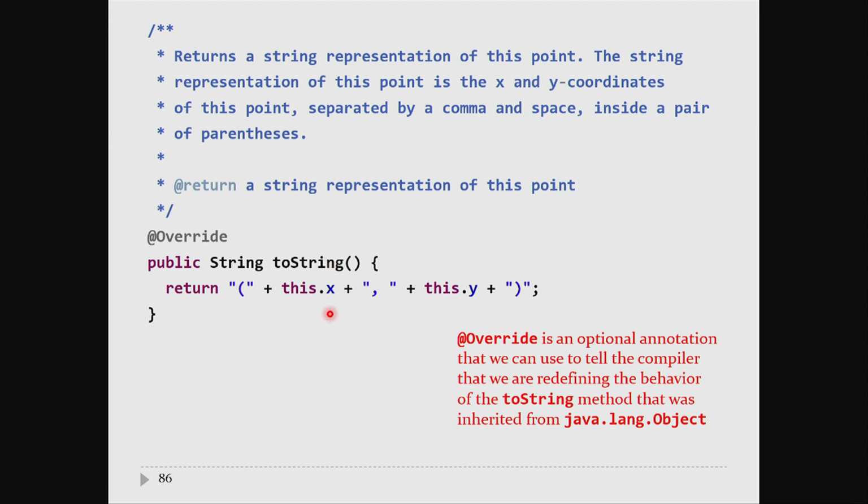When you put that annotation in, the compiler will actually check the signature of this method, the return value, and the access modifier. It checks all of those to see that they match the method that was defined in Object. If you go back and look in Object, you will see that the method header is public String toString. If it doesn't match, the compiler will flag this as an error and tell you this is not a correct override. In this case, everything worked fine.